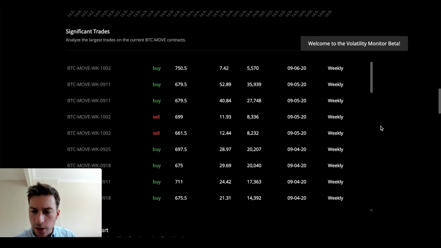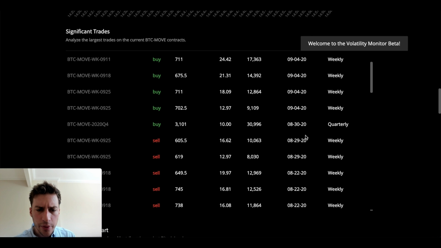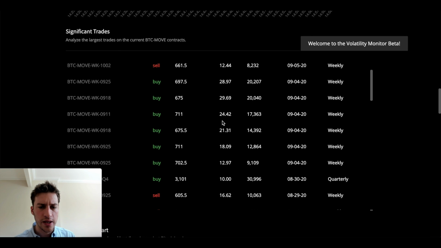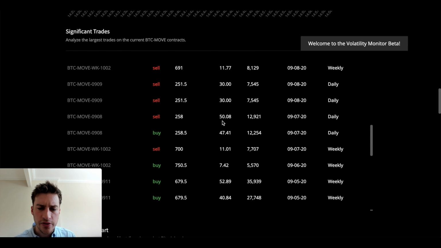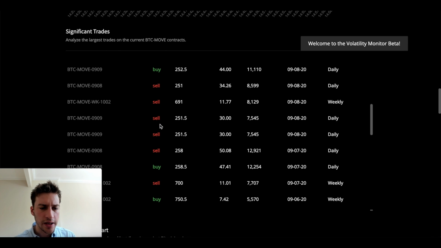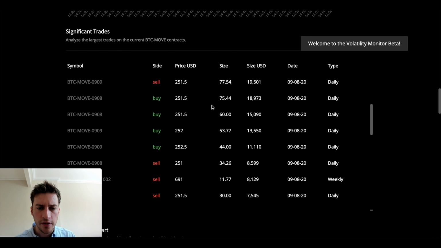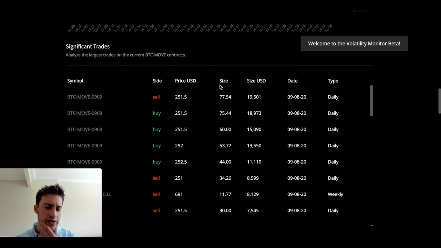I'm looking for any big quarterly trades. Here we go. So someone bought a lot on the 3101, 10. But really, these patterns are just very interesting. I can see very interesting patterns, especially when the sizes are pretty similar.